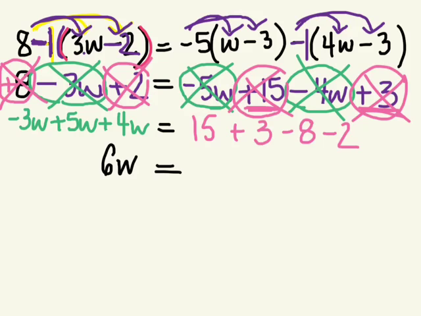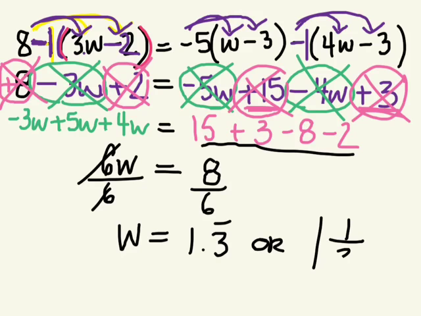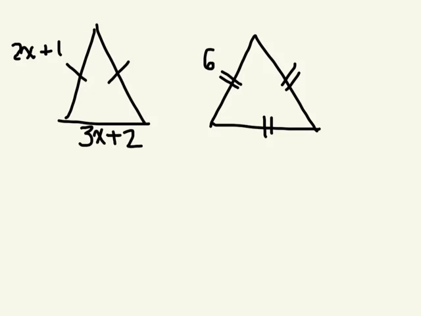So we have 6w equals 8, and we simplify that. 8 divided by 6 cannot be simplified without a decimal. Right, so if we divide both sides by 6, we'll write the answer as a decimal. It's 1.3 repeating, or as a fraction in lowest terms, 1 1/3. And that's our answer.